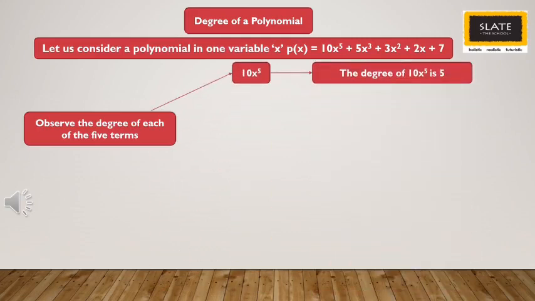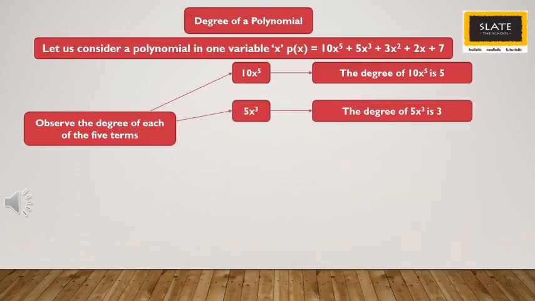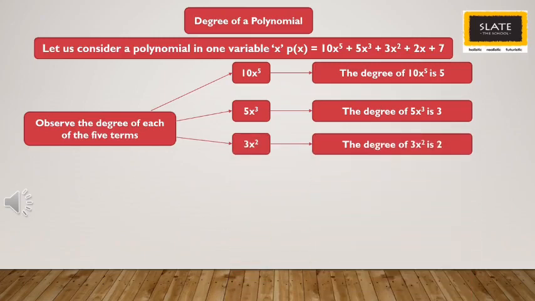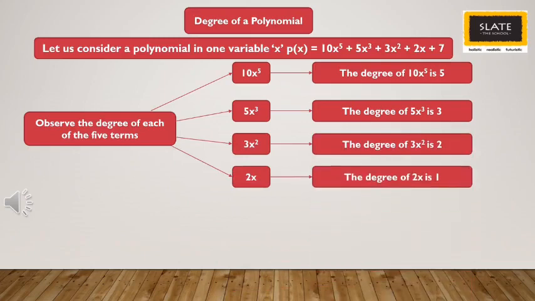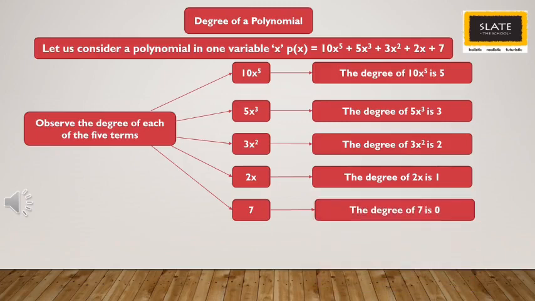Here, first term is 10x power 5. The degree of 10x power 5 is 5. Second term is 5x cube, whose degree is 3. Third term is 3x square, whose degree is 2. Fourth term is 2x, whose degree is 1. And the last term is constant, whose degree is 0.